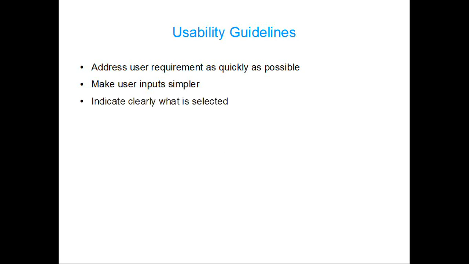Third is indicate clearly what is selected. Suppose a button is selected by the user, they should be able to see, okay, this is the active button, this button has been selected. If that does not happen, the user will get confused whether the button has really been clicked or not. Because in a web context, we can have a hover. On hover, we can see a hand signal or something. But for a mobile, that is not the case. If we click on something, it will not have a hover. It simply clicks. So we should have an indication that this particular button has been clicked, or some action has been done.